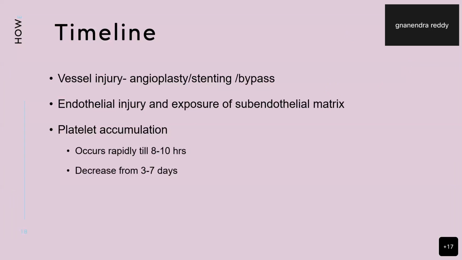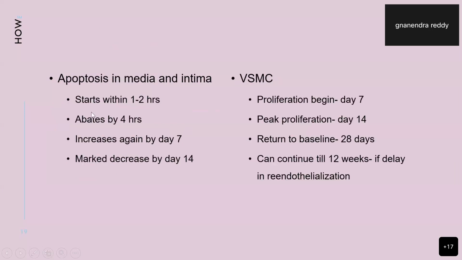Endothelial injury and exposure of the subendothelial matrix initially lead to platelet accumulation, which occurs rapidly till the first 8 to 10 hours and then decreases from 3 to 7 days. Simultaneously, there is apoptosis in the media and the intima due to various mechanisms, which usually starts within 1 to 2 hours and abates by 4 hours, then increases again by day 7, and there is a marked decrease by day 14. Vascular smooth muscle cell proliferation starts beginning by day 7 and there is a peak proliferation by day 14, and then it returns to baseline by 28 days.